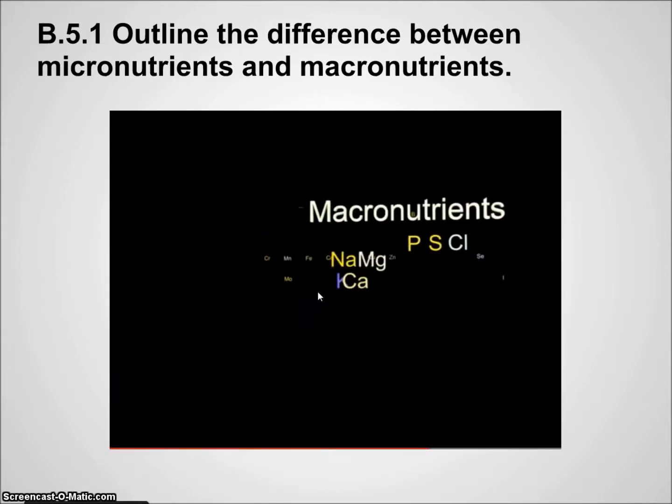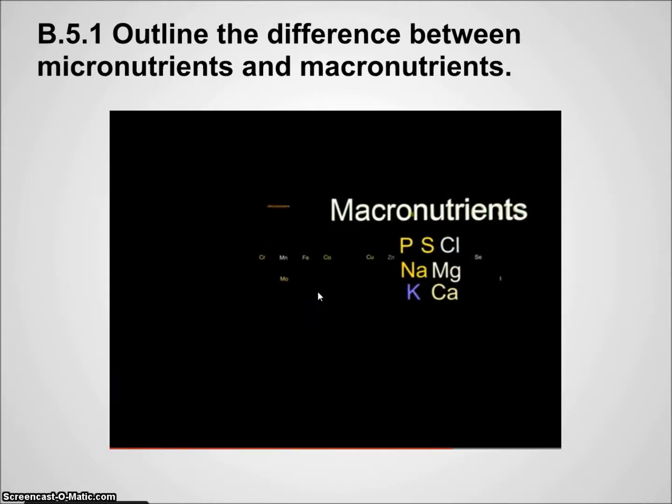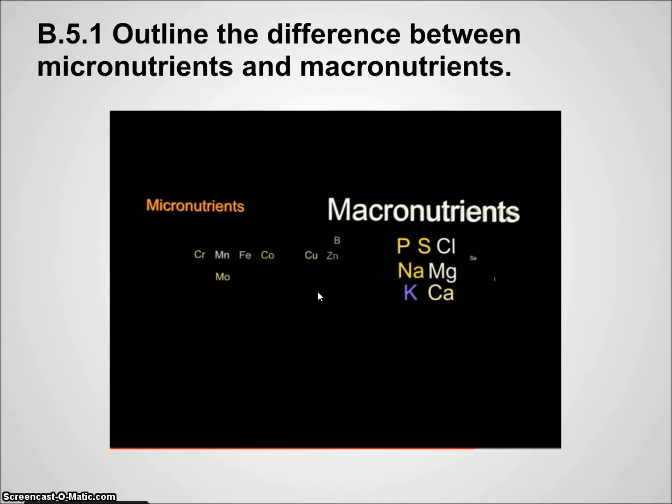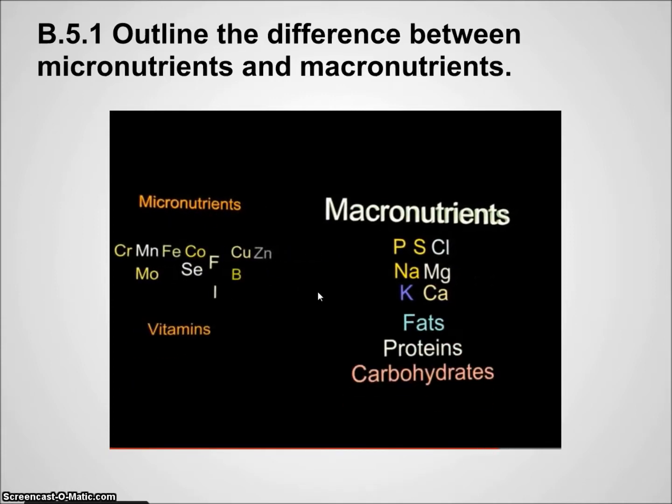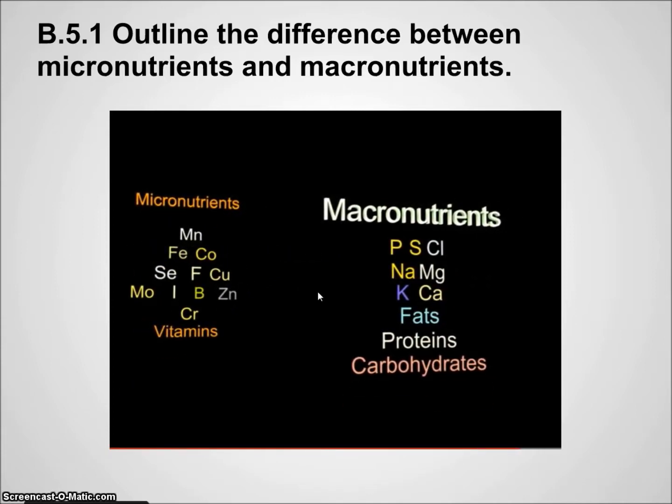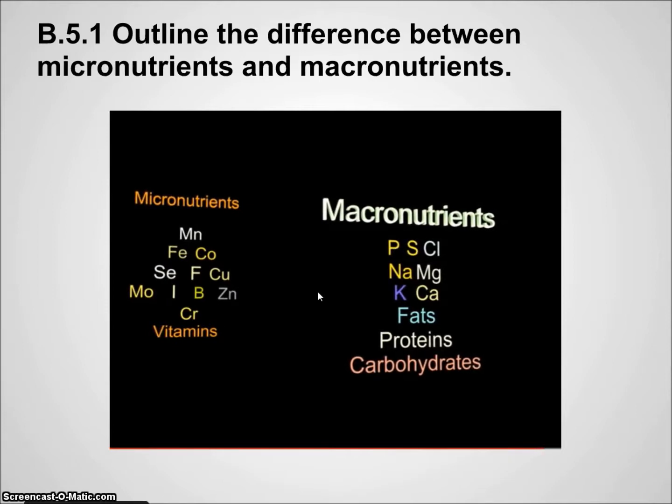Now, the list that you've seen is just the elements that compose micro and macronutrients. There are a few extra things. Vitamins are also micronutrients. Fats, proteins, and carbohydrates are also macronutrients.